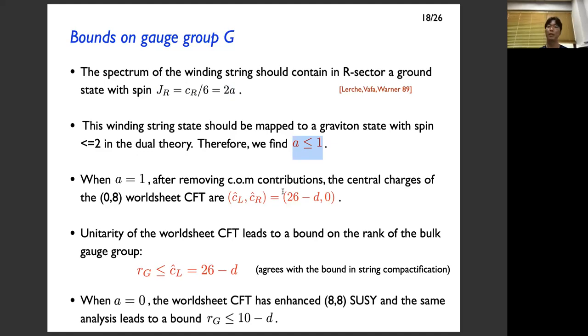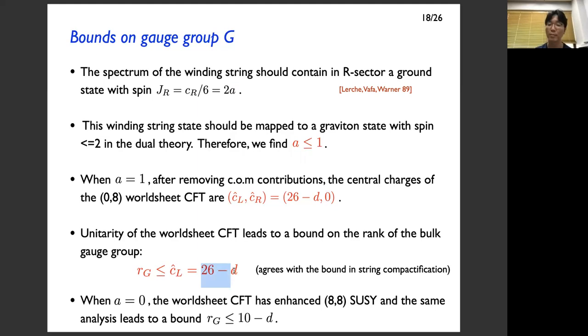Let's first look at the A equals 1 case. In this case, after removing the center of mass contribution, the central charge for the worldsheet CFT is determined. After removing it, the left-moving central charge is 26 minus D, and the right-moving central charge is again zero. Then, from the unitarity of the worldsheet CFT, the worldsheet CFT receives contributions from the current algebra for each bulk gauge group. So we have some non-trivial unitary bound on the rank of the bulk gauge group. The rank of the bulk gauge group should be less than or equal to 26 minus D.